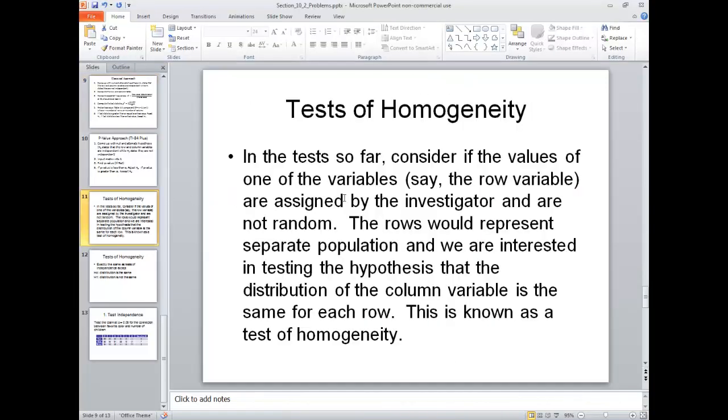Okay. Now, homogeneous. In the test so far, consider the values of one of the variables, say the row variable, are assigned by the investigator and are not random. The rows would represent separate populations, and we are interested in testing the hypothesis that the distribution of the column variable is the same for each row. This is known as a test of homogeneity. I have trouble with that word for some reason. That's why I'm using homogeneous.